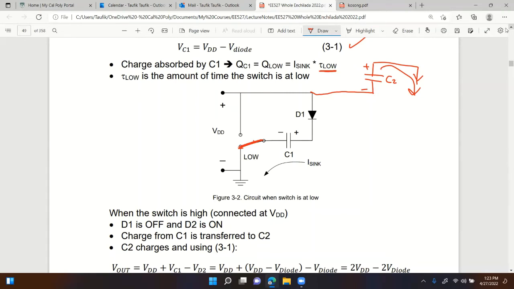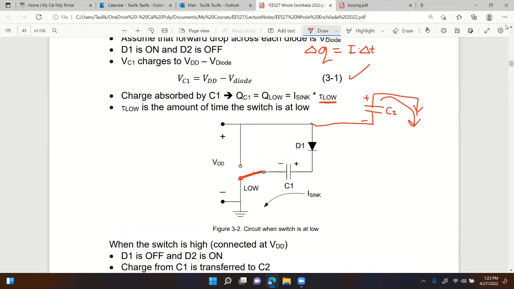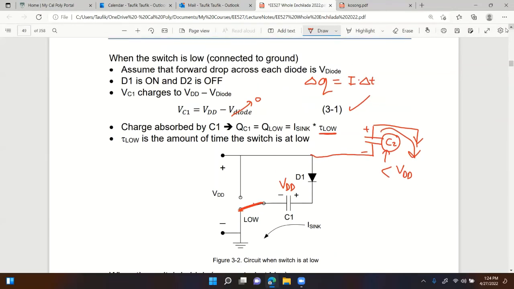So right now, let's just assume V diode is 0, because that makes it confusing. So no drop across the diode. Now when the switch is at the low position, C1 eventually is going to be VDD, assuming V diode is 0, and C2 is going to be less than VDD, right? Because it's being discharged right now. So the capacitor is being discharged from positive VDD, so of course it's going to be less than VDD.